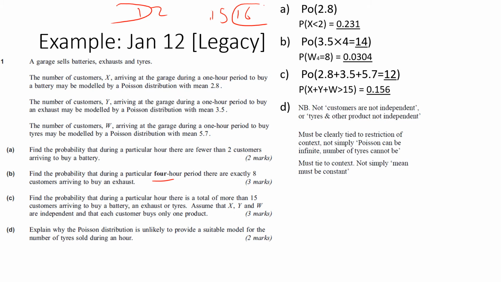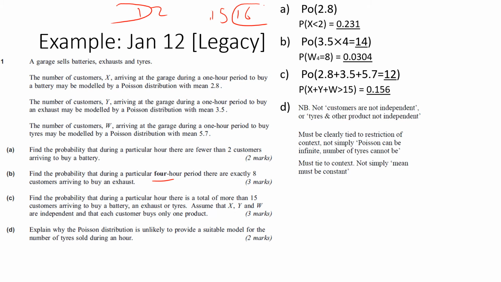Yeah, the event of customers, not customers, okay, but tyre to tyre, okay. Tyres or other product not independent. There can't be an infinite number of tyres. I get that. So Rickle, you can criticise that. It has to be in context. You can't just say mean not constant or something along those lines.